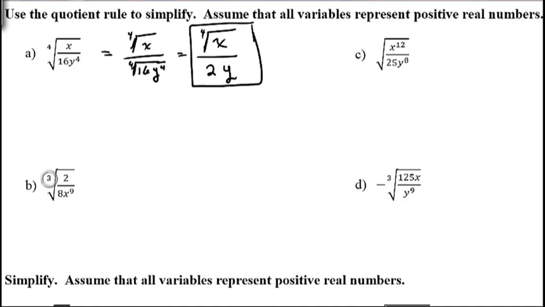In our next example here, we have the cube root of 2 divided by 8x to the ninth. And so we can separate this out as the cube root of 2 over the cube root of 8x to the ninth. And again, we can take the cube root of 8. The cube root of 8 is 2. And remember, when you're taking roots of variables raised to powers, you can take the power and divide it by the root. So 9 divided by 3 is 3. And so the cube root of x to the ninth then would be x cubed.